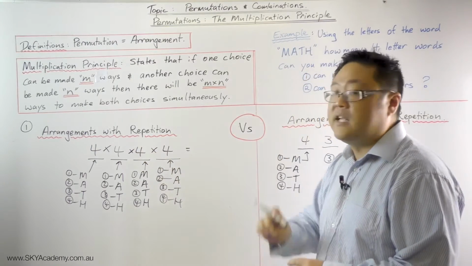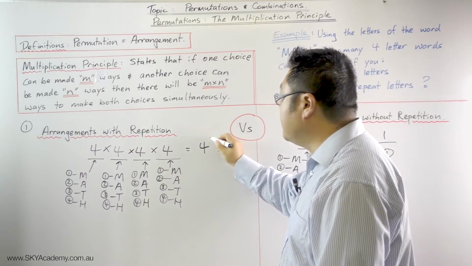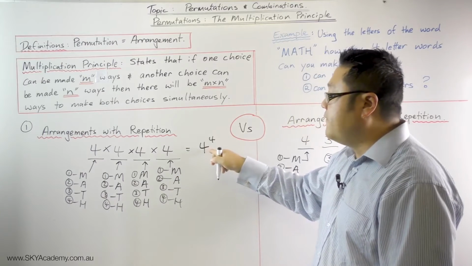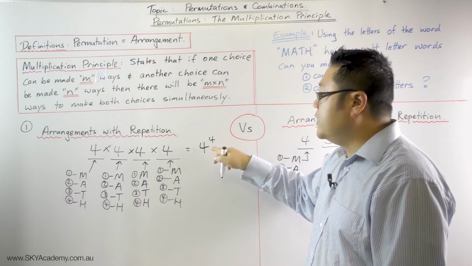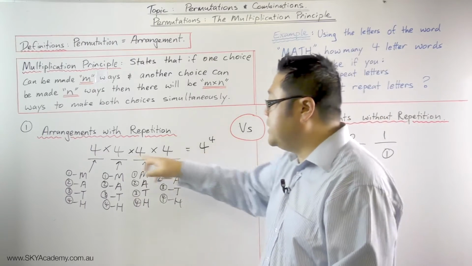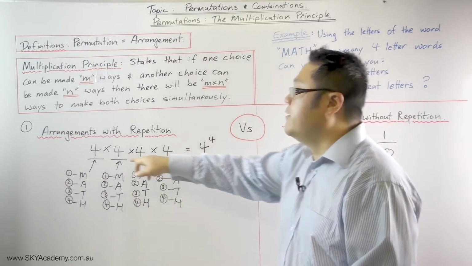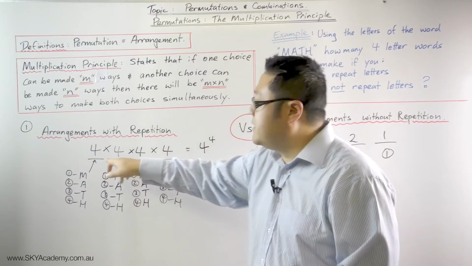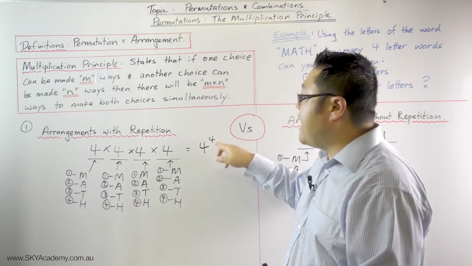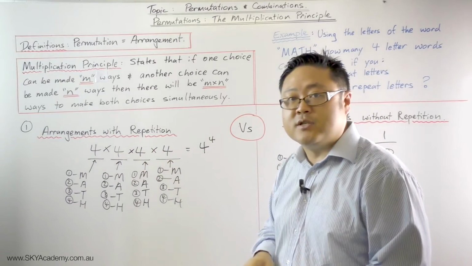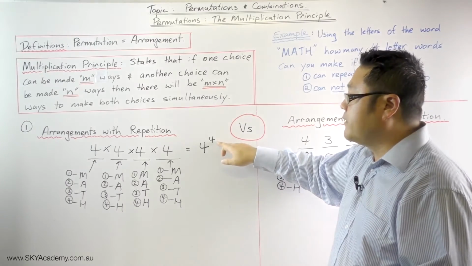Rather than putting it into a calculator and working it out, what's more important than anything else is the fact that it's going to be 4, which is the number of choices for each position, to the power of 4, which is the number of positions. Does that make sense? All right, cool. So you end up with 4 to the power of 4, okay?